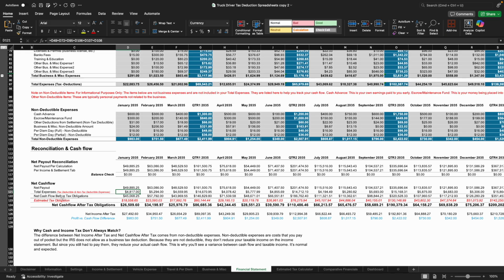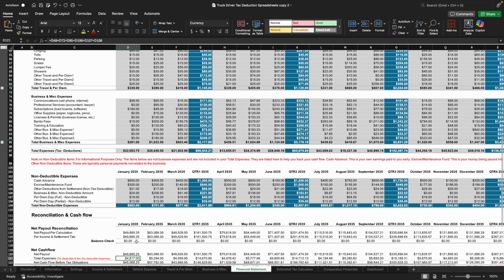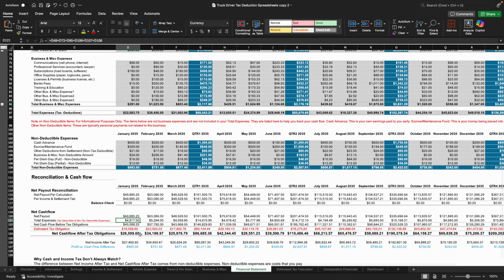So your net cash flow for this period is $45,068.25. It's a little bit different than your net income here, 4651, right? But that's fine because this is looking at cash. The other one is not looking at things that you can deduct out. This piece here is looking at things that you can deduct and non-deductible, right?